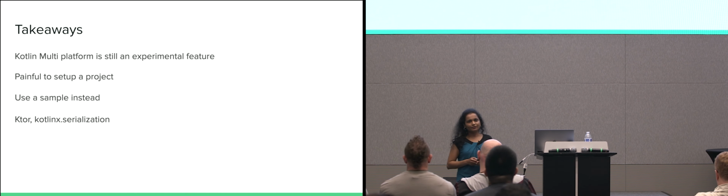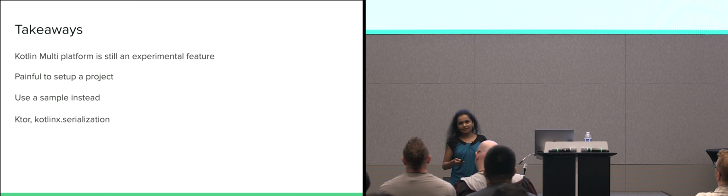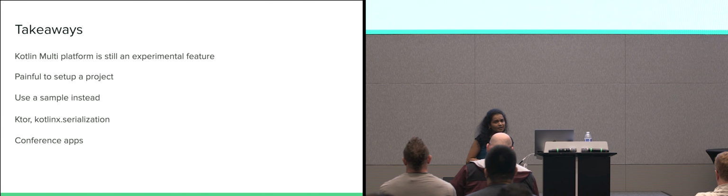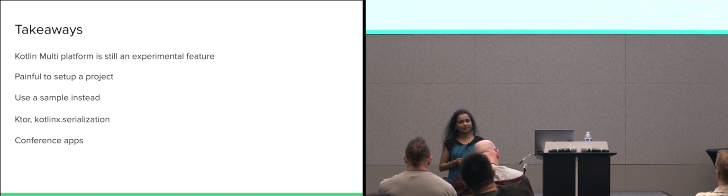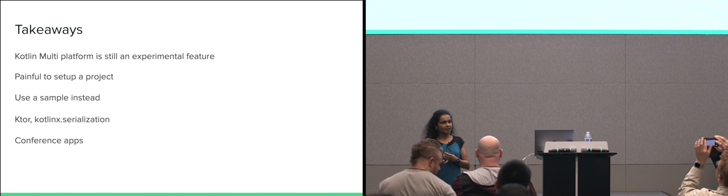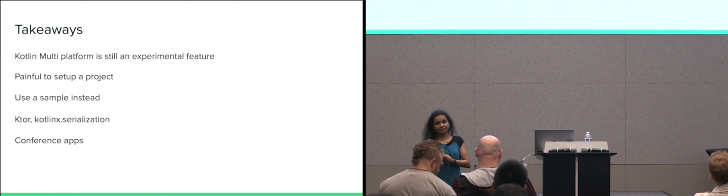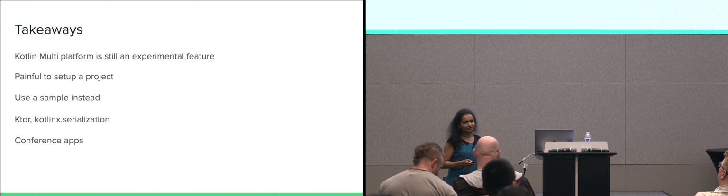And there are a couple of multi-platform libraries out there which are already built using Kotlin Multiplatform. One of those is Ktor, which can be used to implement the networking layer. And the other one is serialization, which can be used for JSON serialization. And there are a couple of conference apps, like DroidCon and Kotlin conference apps, which are already built with Kotlin Multiplatform. If you would like to take a look at those, you can take a look at the code.